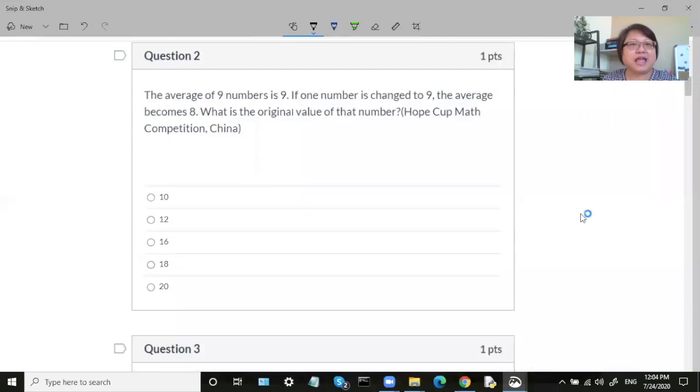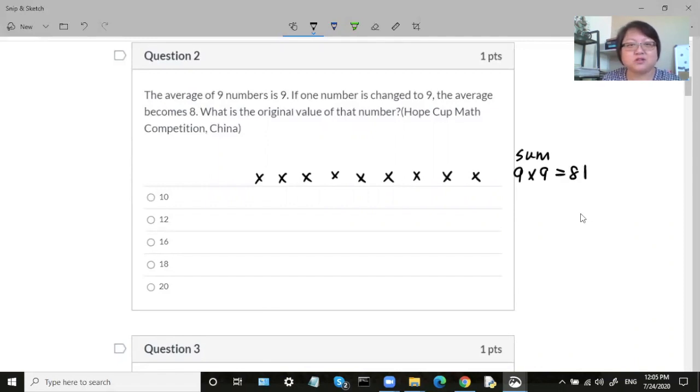Problem 2. The average of 9 numbers is 9. If one number is changed to 9, the average becomes 8. So what is the original value of that number? Okay, so we have 9 numbers. The average is 9. So the sum of these 9 numbers would be the average times 9 numbers, 81.